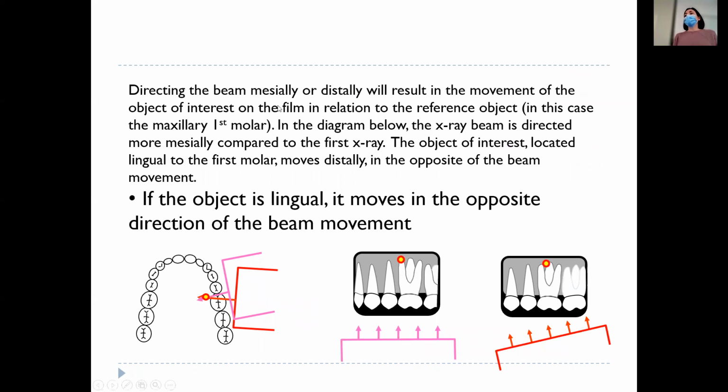However, if you direct the beam mesially or distally, this will result in the movement of the object. So here we have an object, and then the beam, you can see now it's coming at an angle. This is demonstrating your central ray coming out of your BID. It went from sort of straight through the contacts to moving a little bit more mesially. So your object here, which is this kind of target, moved from over this mesial buccal root to more over the palatal root. So when this beam got moved mesial, the object went distal.